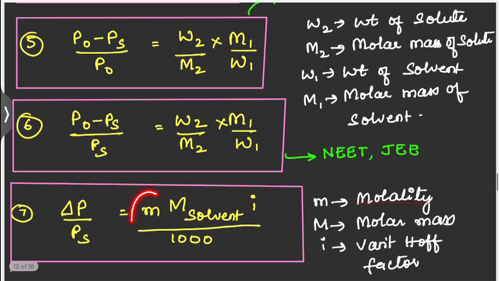And then next formula, suppose molality, very important question. Suppose molality is given. So you want to find out relative lowering of vapor pressure. Delta P by PS is nothing but relative lowering of vapor pressure. So let me write here. So this is nothing but relative lowering of vapor pressure. So relative lowering of vapor pressure is equal to molality into molar mass of the solvent into i. i is called as Van't Hoff factor. Small m is molality, capital M is molar mass, and i is called as Van't Hoff factor.